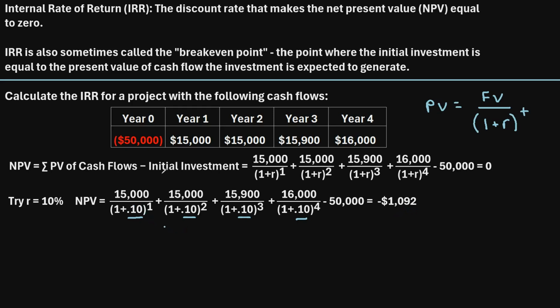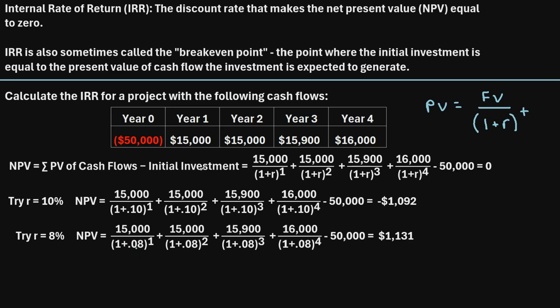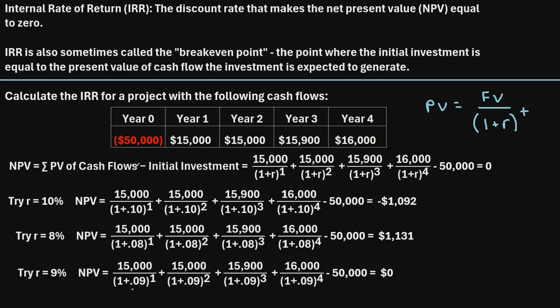So let's say that we want to try 8% now. If we plug in 8%, or 0.08 for r, and we carry out these calculations, we end up with a net present value of $1,131. So now the net present value is greater than zero. So what that means is we need to bump up the interest rate. So instead of 8%, now let's try 9%. So let's go back up. And if we plug in a value of 0.09, so 9% for the rate, we do end up with a net present value of zero. So we would say that the internal rate of return for this project is 9%.